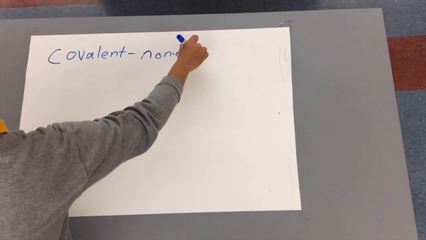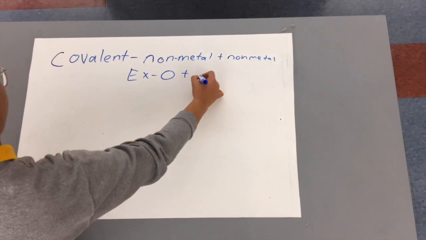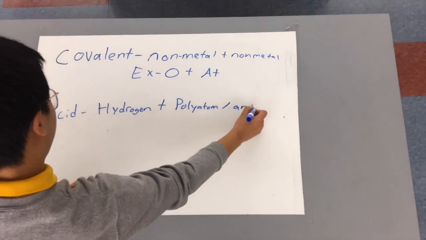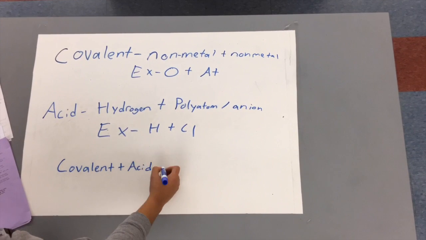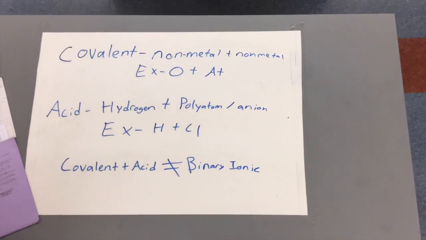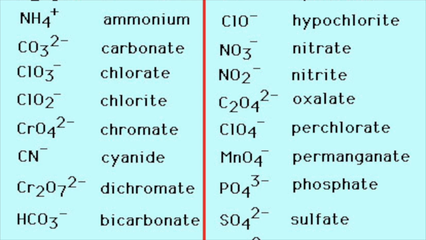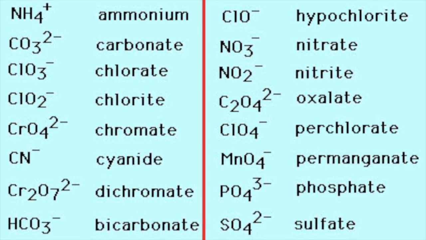Covalent bonds are between nonmetals, which can be found on the right side of your periodic table, and acids are formed between hydrogen and a polyatom or anion. There's always a hydrogen. It should be noted that these are different from binary ionic compounds.